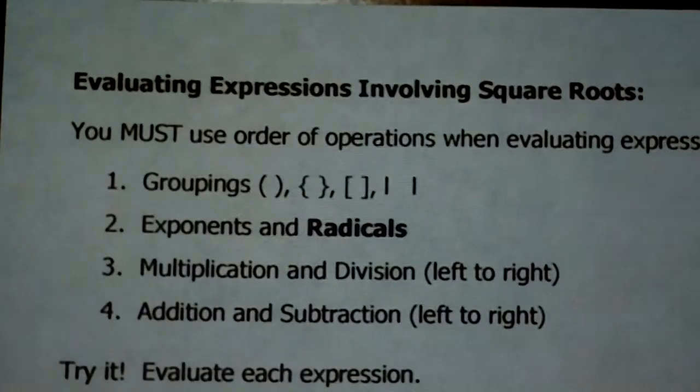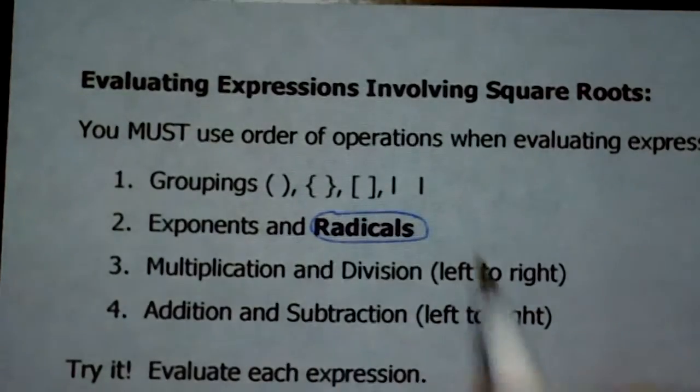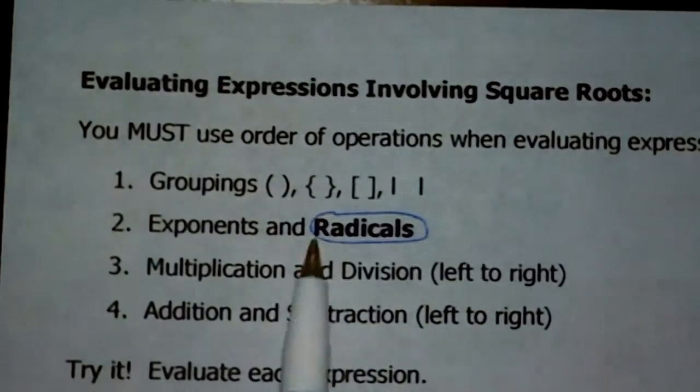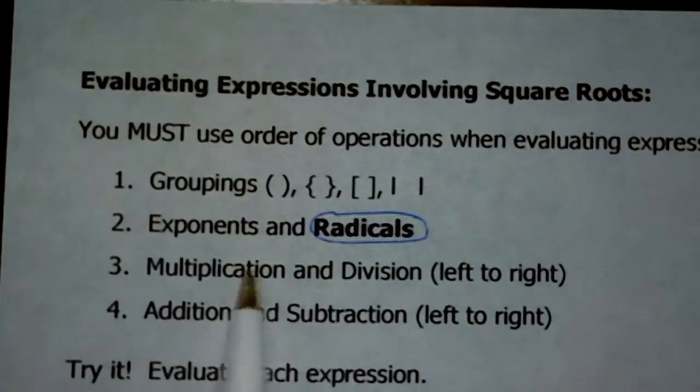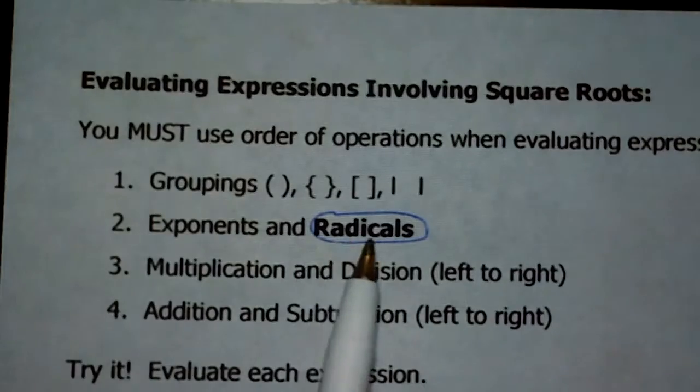Well, now that you're learning about radicals, you have to know where they fall in the whole chain of command, or order of operations. So exponents and radicals are just like multiplication and division. They happen kind of at the same time, from left to right.